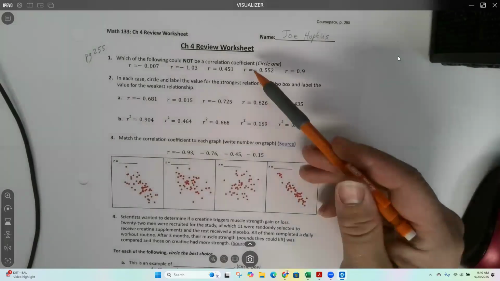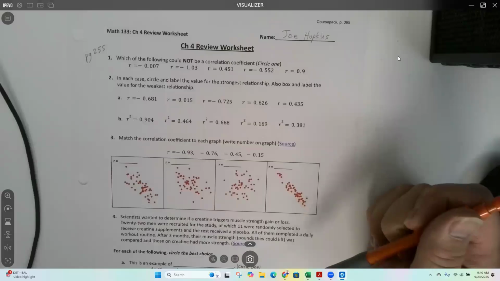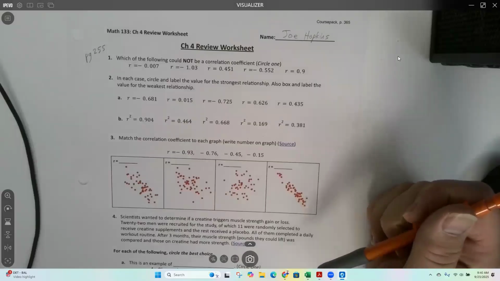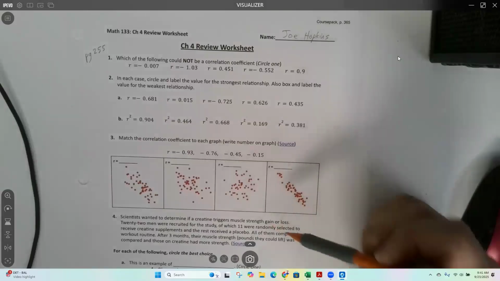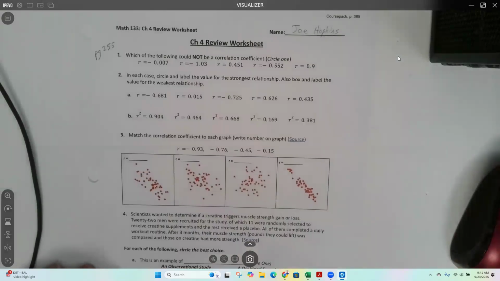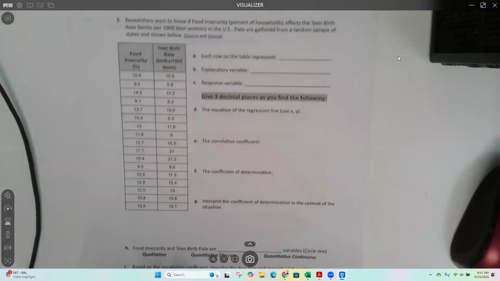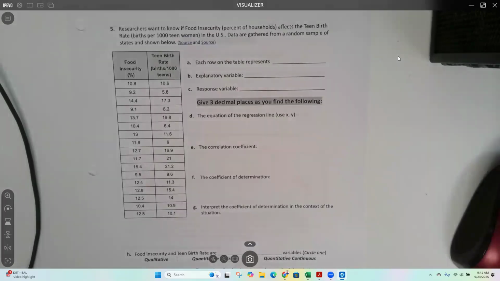So I think questions 1 and 2, you guys should be able to answer no problem. Same with question 3. And question 4, I think you're good. So let's actually jump to the next page, page 366. So, page 366, question number 5.